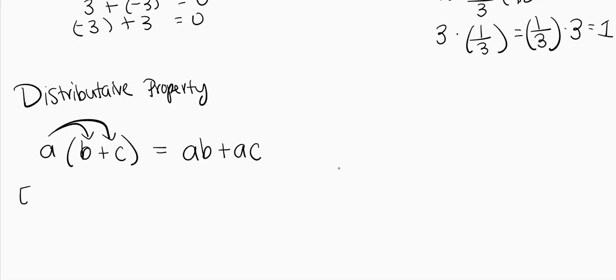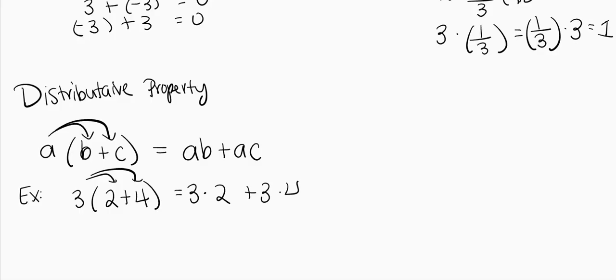inside the parentheses. So for example, 3 times 2 plus 4 is the same thing as 3 times 2 plus 3 times 4. By PEMDAS, 3 times 2 gives me 6, plus 3 times 4 gives me 12. And this leaves me with 18. And this is how you would use the distributive property.